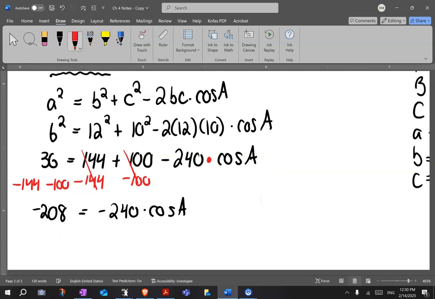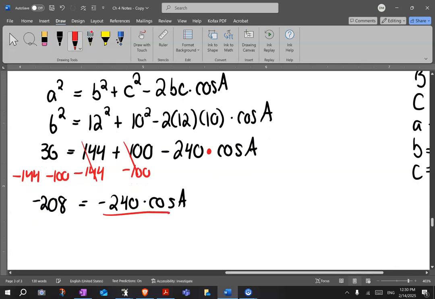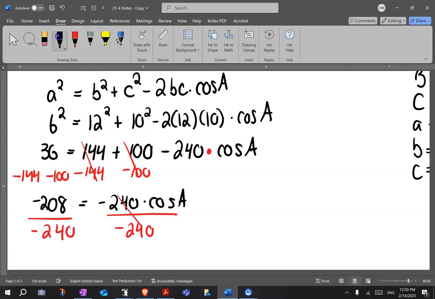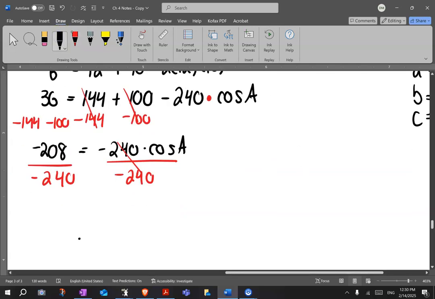Now I can get rid of that 240. Because it's being multiplied, I'll divide by negative 240. Which gives 0.866 repeated equals cos of A.